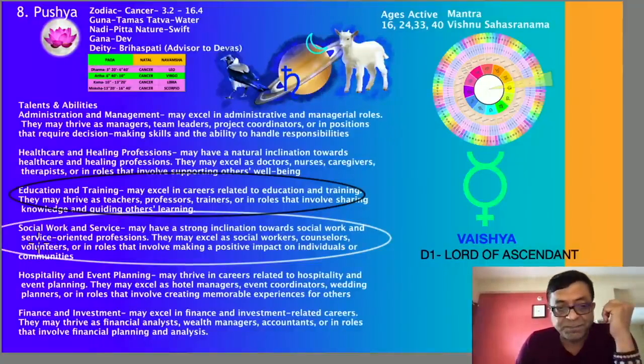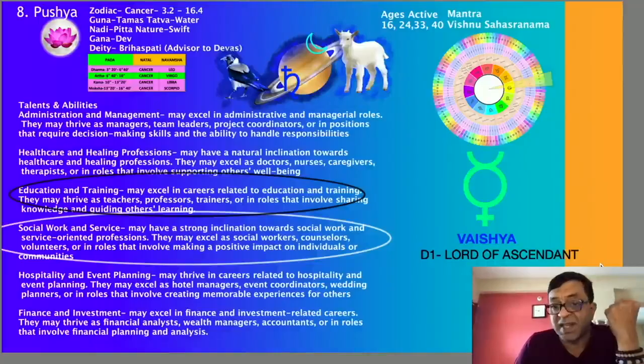Nevertheless, it is a service. They may have a strong inclination towards social work and service oriented professions. They may excel as social workers, counselors, there's the keyword, volunteers, or in roles that involve making a positive impact on individuals. What does a life coach do, folks? A life coach makes a positive impact on people's lives. So Mercury, which is Vaishya, the lord of the ascendant, is sitting in this nakshatra. Right there is a hint for all you people, right?